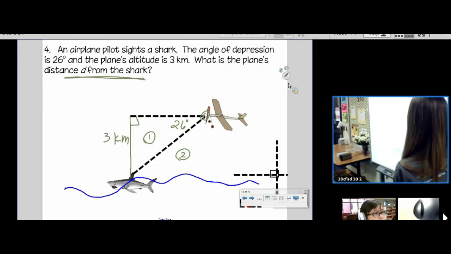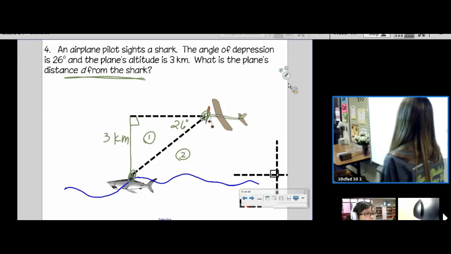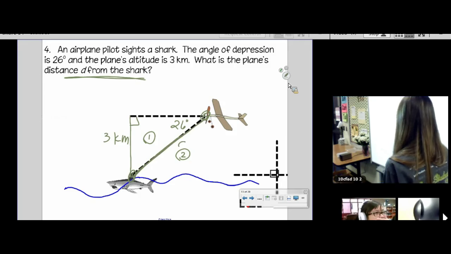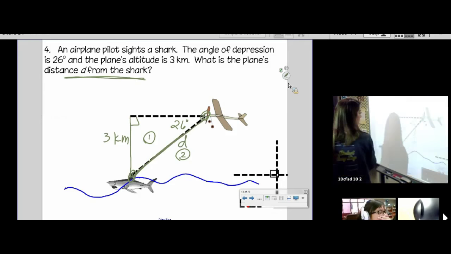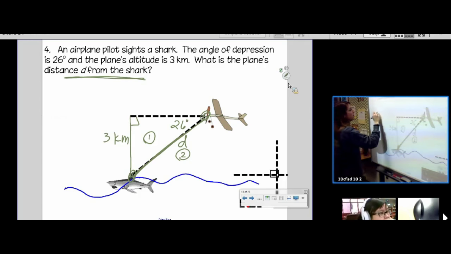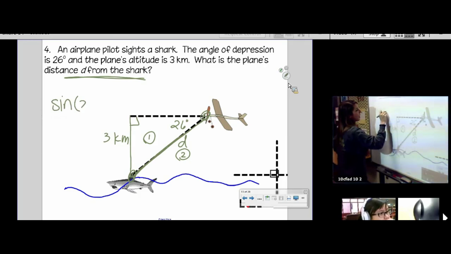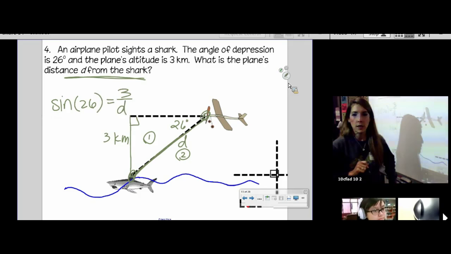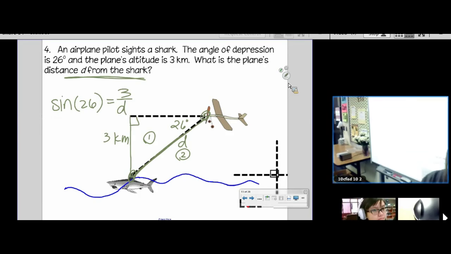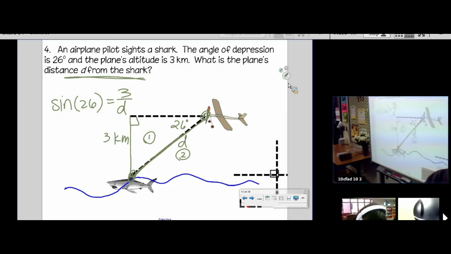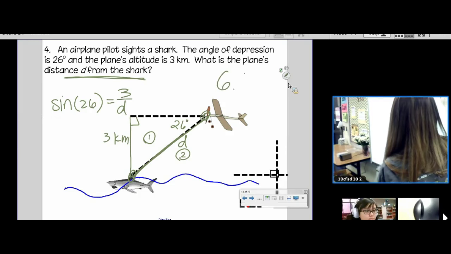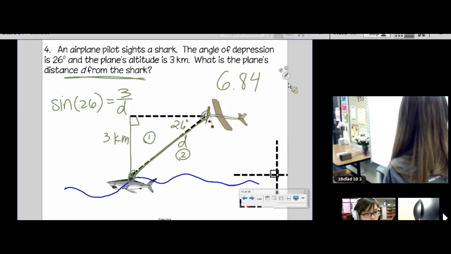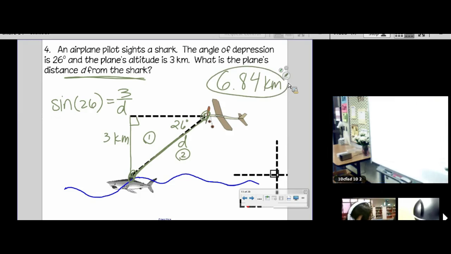So here's the plane. Here's the shark. We want the distance from the shark. So that's what we're looking for, D, right there. We've got opposite and hypotenuse. Sine 26 equals opposite over hypotenuse. The variable's in the denominator. Denominator divide. 3 divided by sine 26. 6.84 kilometers away from that plane.